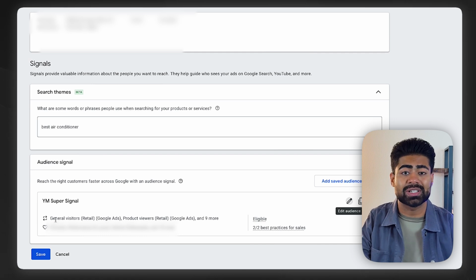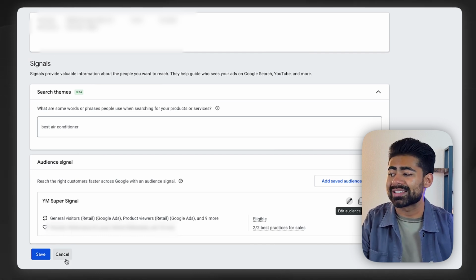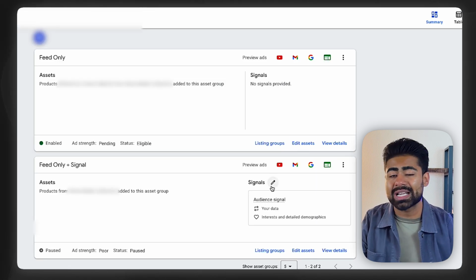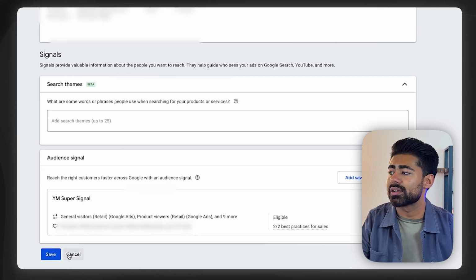It's called the audience super signal approach. You want to ideally be testing this separately from the search themes approach, because that's when you will know whether it's the search themes that are working or whether it's the audience signals that are working.